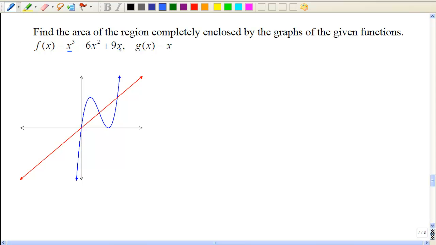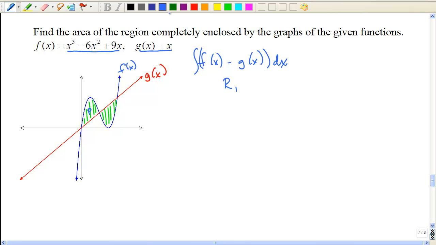F of x is a cubic function, and g of x is a line. So you should know that the red one is g of x, and the blue one is f of x. And so we want to find the area enclosed by these two functions. And if you'll notice, we really have two regions. The first region we have where f of x is on top, and we're going to need to subtract g of x, and that would be region 1. And then we're going to have to add it to region 2, where g of x is on top and f of x is on the bottom.